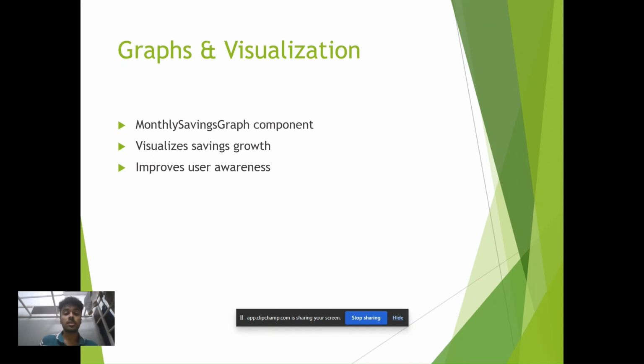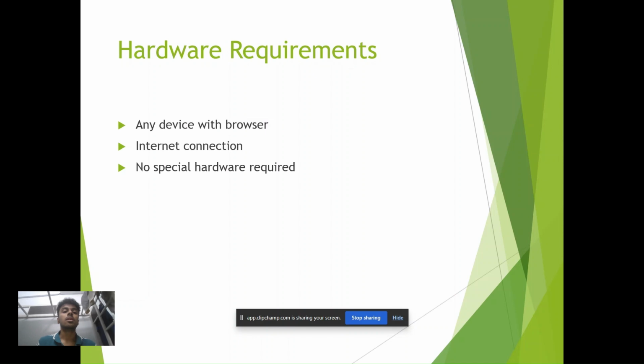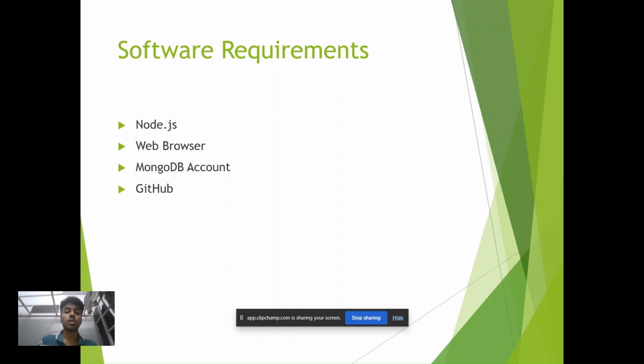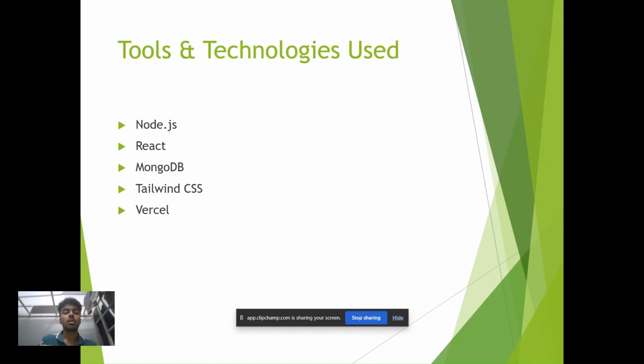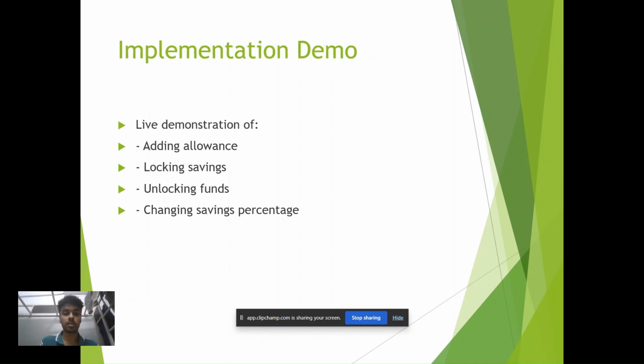Monthly savings graph component visualizes savings growth. It improves user awareness. Hardware requirements are any device with a browser and internet connection, which is good. No special hardware required. Software requirements: Node.js, web browser, MongoDB account, and GitHub. Some of the tools and technologies we have used: Node.js, React, MongoDB, Tailwind CSS, Vercel.